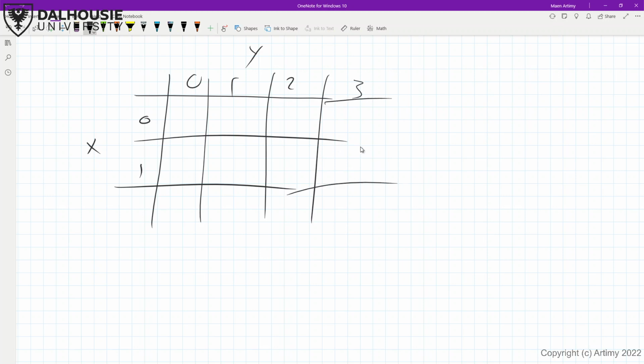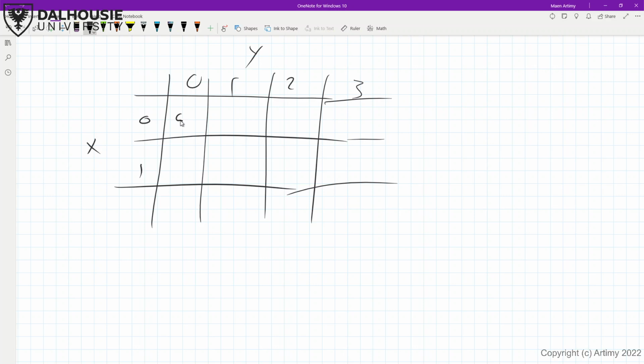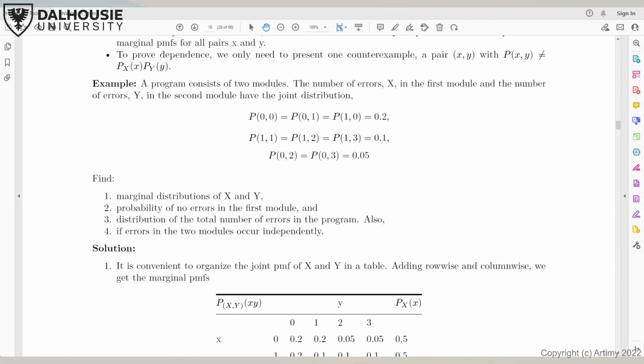Okay, and if you go read, P00 and P01 and P10 are 0.2, 0.2, 0.2, and 0.2. P11, P12, and P13 are all 0.1.